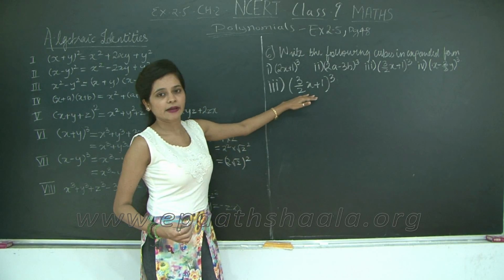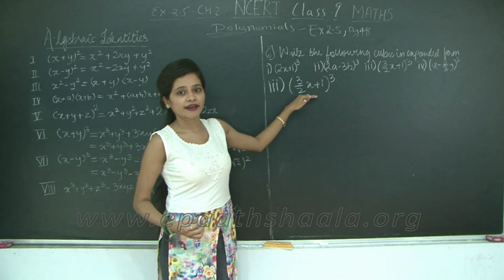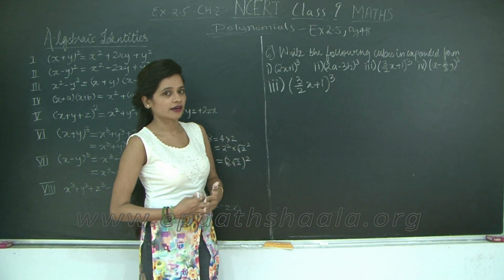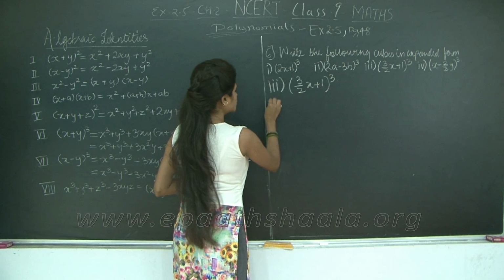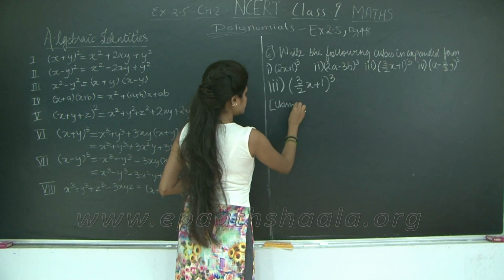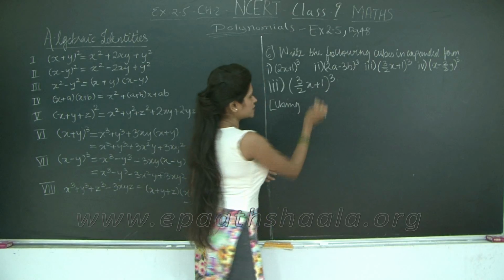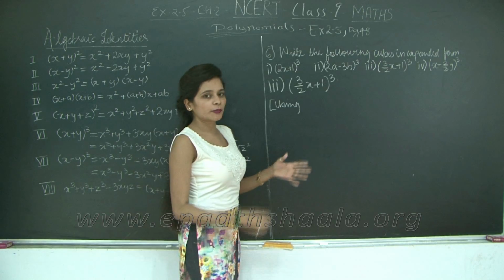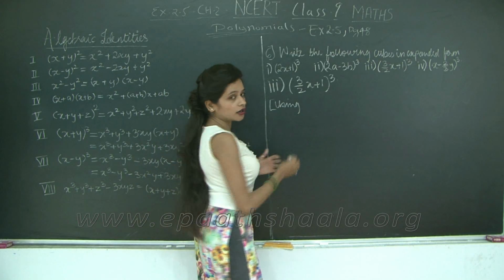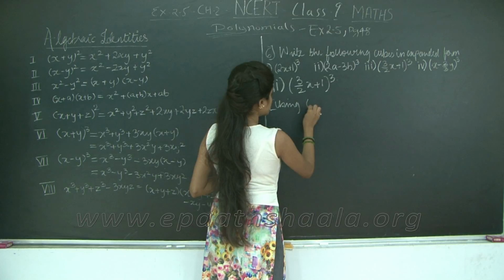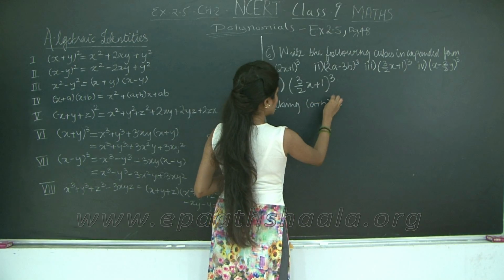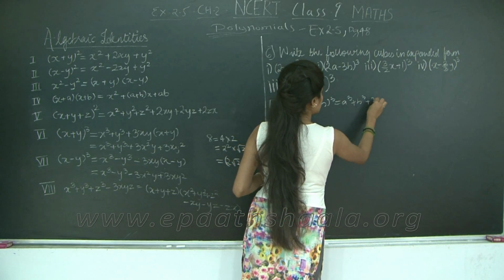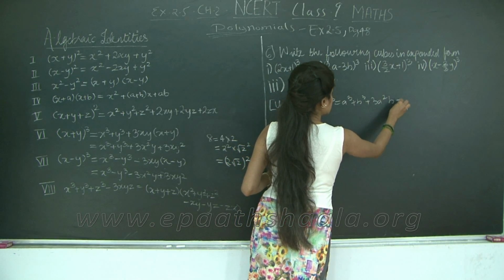So this one is again resembling identity number 6, x plus y the whole cube is equal to x cube plus y cube plus 3x square y plus 3xy square. I'm just writing a and b instead of x and y to make the comparison easier. So using a plus b the whole cube is equal to a cube plus b cube plus 3a square b plus 3ab square.